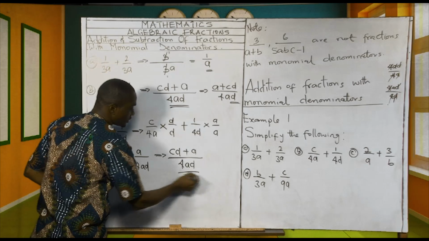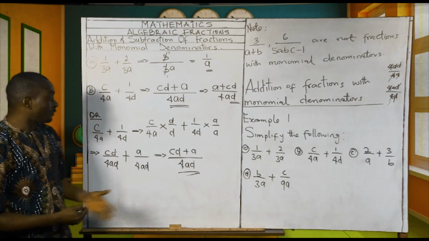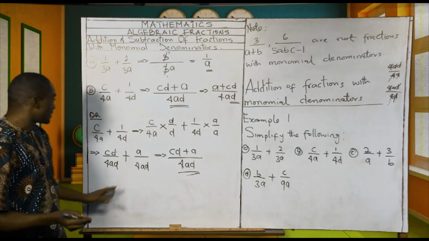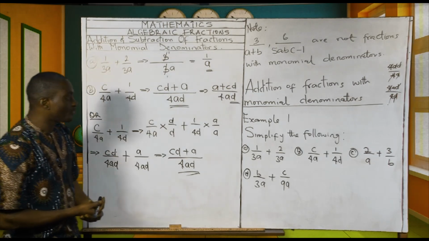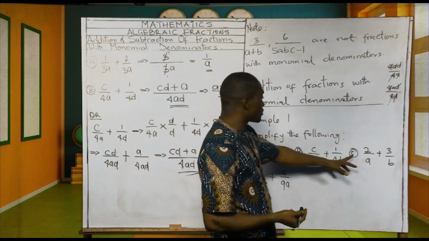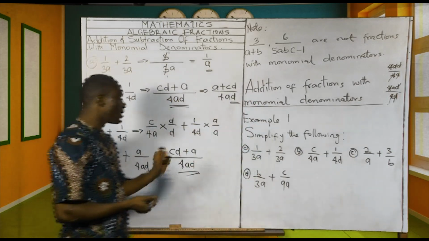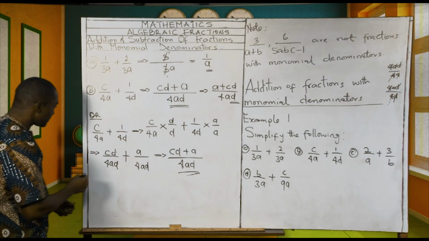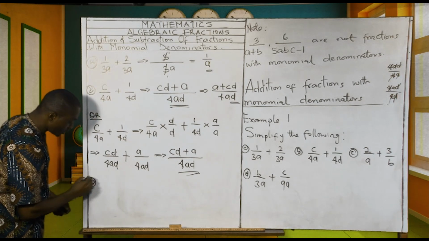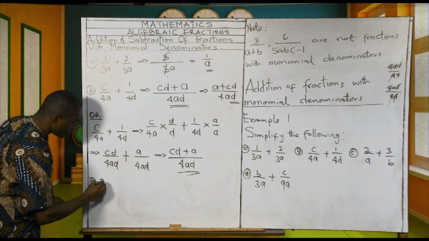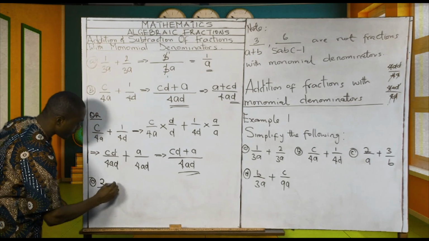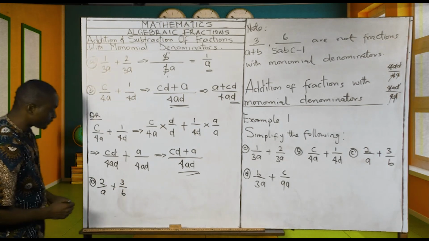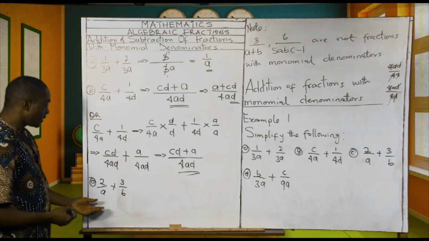That is that. So can you see that we have our same answer here? So this is our answer. Don't forget that I've said you can leave it like this or re-express it as this. So now let's move to the third question, which is question letter C. We have 2 over A plus 3 over B.